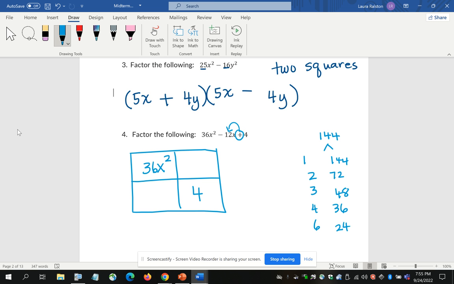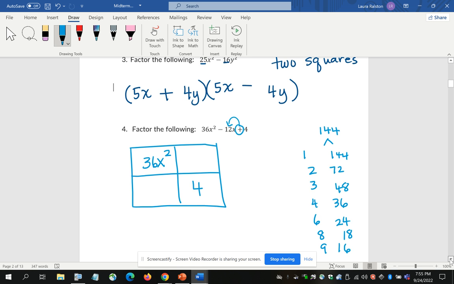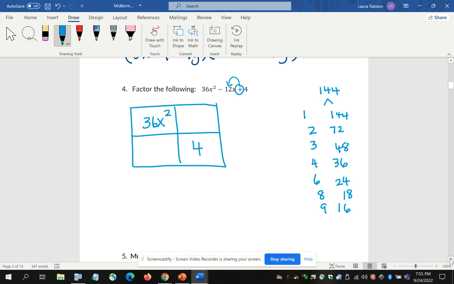Don't believe 7 will. I don't believe 8 will. Yeah, 8 will. 144 divided by 8, so 8 times 18. 9 times 16. And 12 times 12. Okay, so I need a pair that will add to 12. Huh. Am I missing one? Let's see. I don't think so.